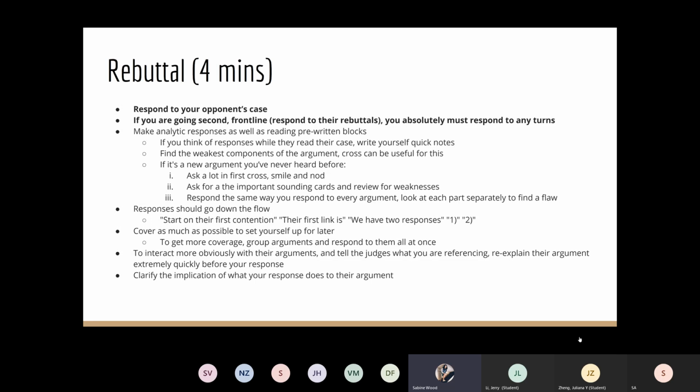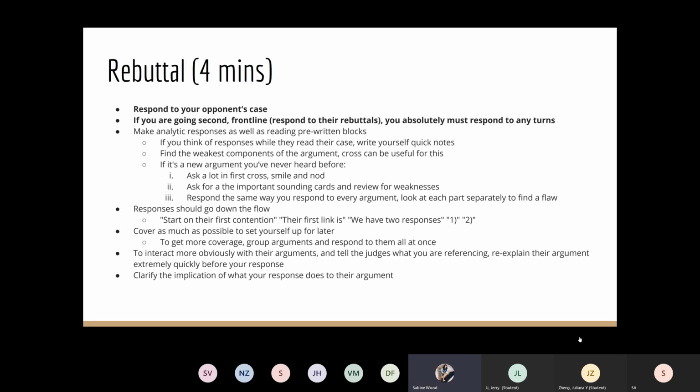And then you just want to respond to it as effectively as you can, but don't stress out too much over hearing a new argument, because that's the point of new arguments: to catch you off guard. If you stress too much about it, then you probably won't be as effective responding. So think of it the way you would think of any other argument and look at the different components that make it up.